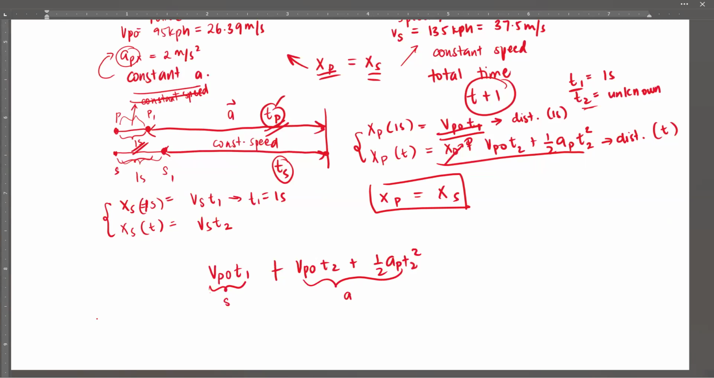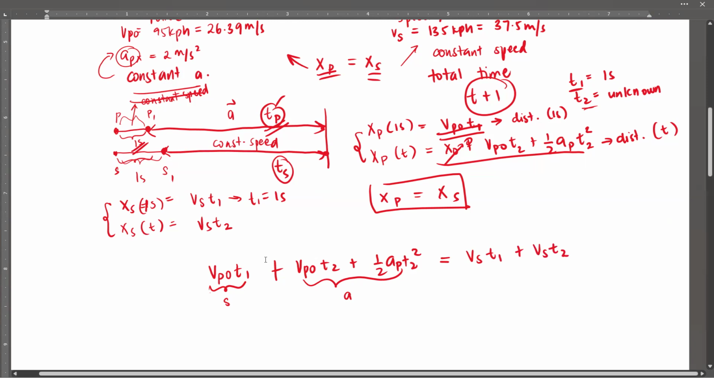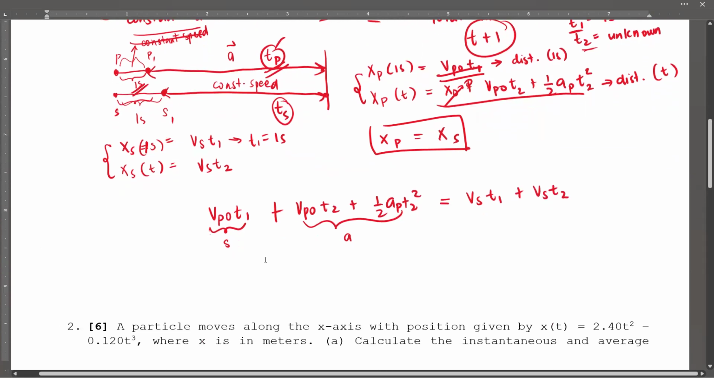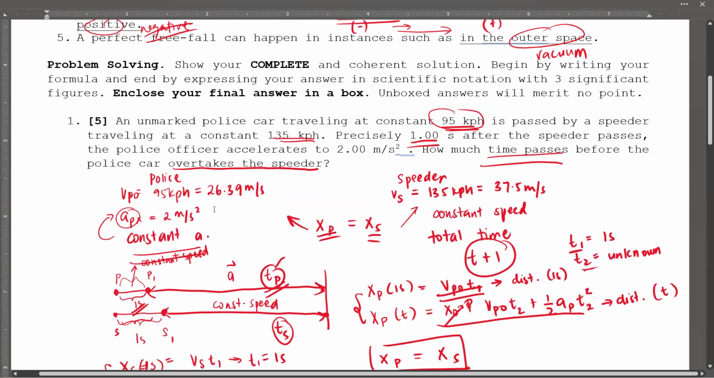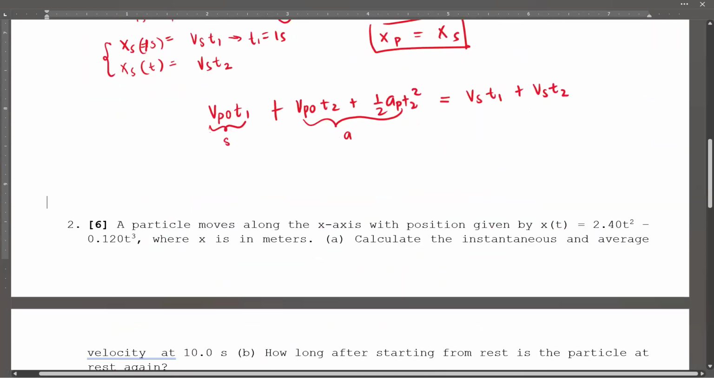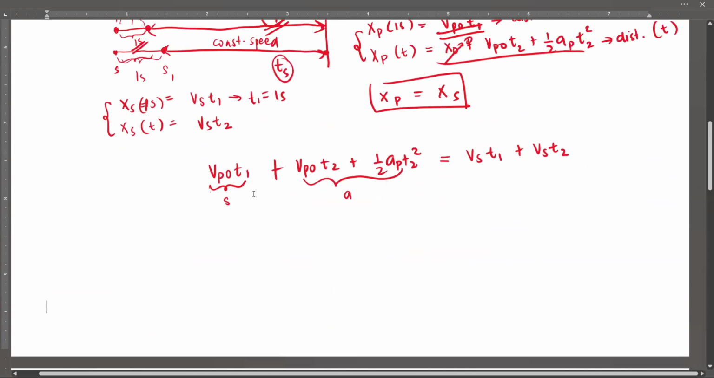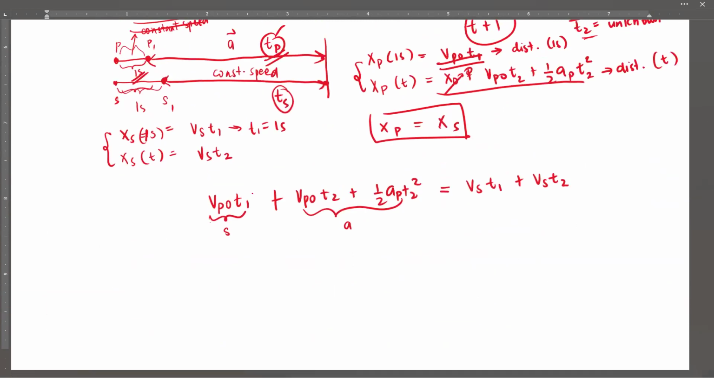So, this is the part of xp equal to xs. Ang xs natin is simply vs t1 plus vs t2. So, pwede ko ngayon itong i-simplify, no? Ang vp naught ko for police is 26. So, I can simply write, ang unknown ko dito ay t2, no? So, sa t2 'yung unknown ko, pwede ko nang pagsamahin 'yung mga same elements, okay?